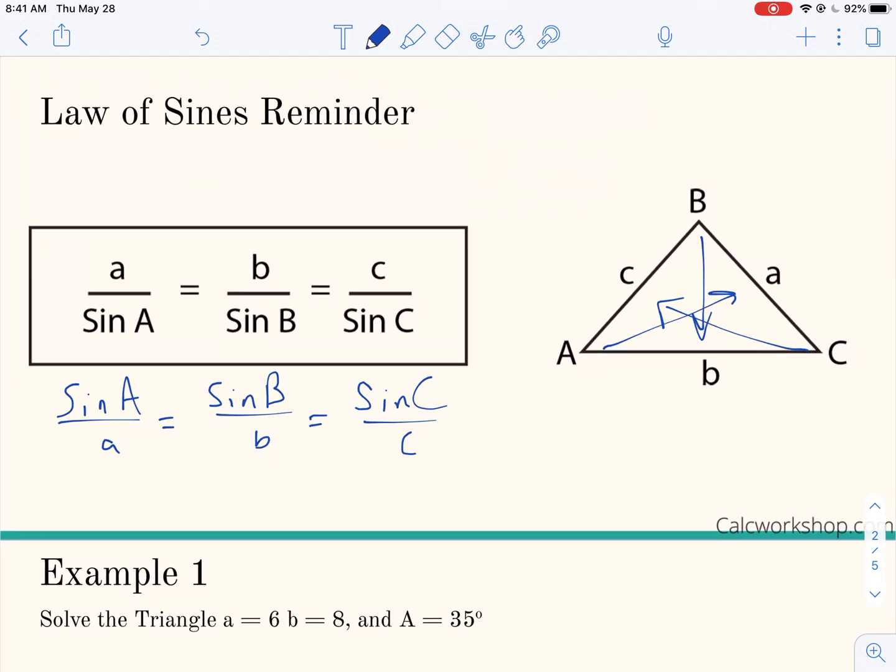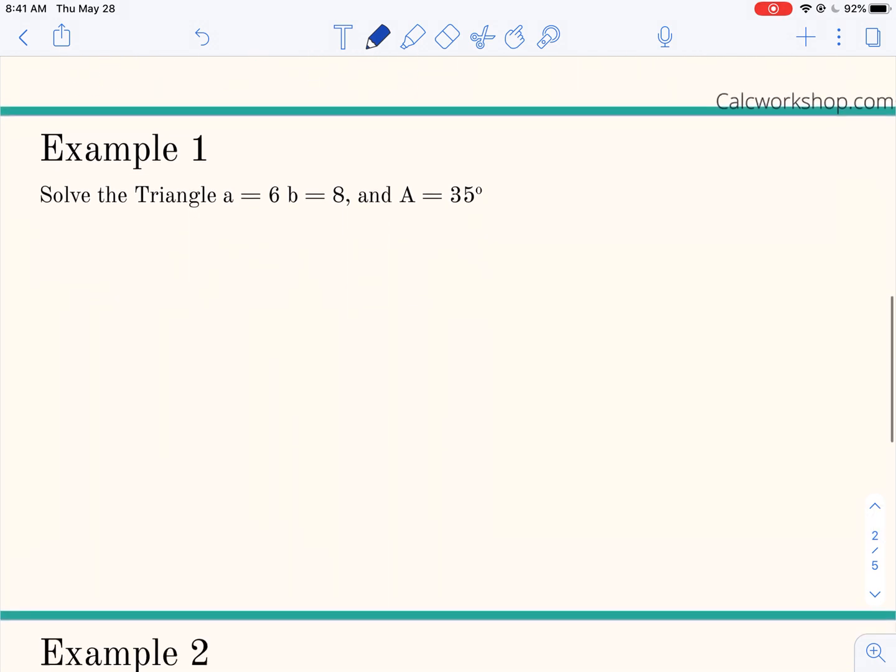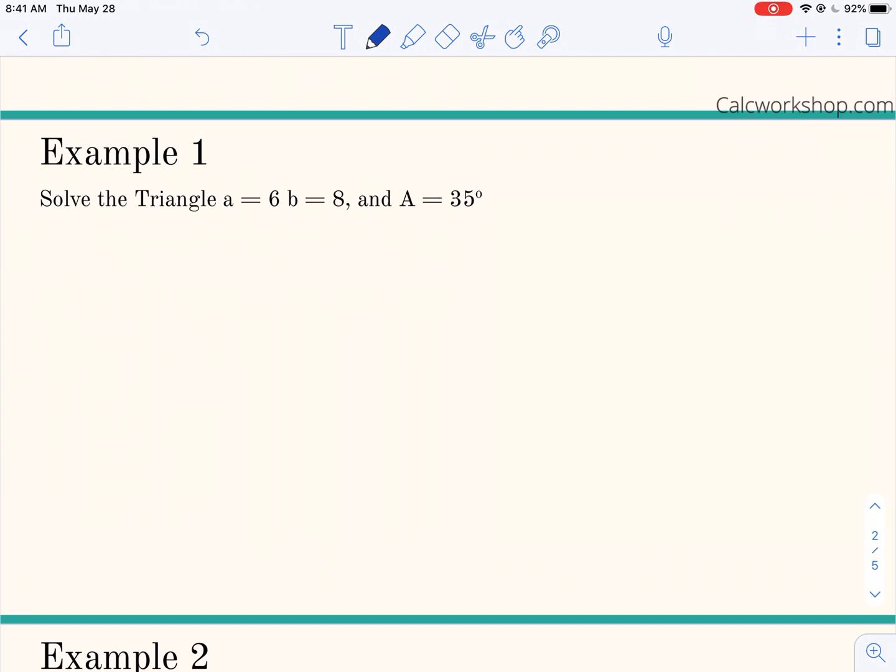And again, this is one equation that actually represents three equations. We can say sine of A over A is equal to sine of B over B. Sine of A over A is equal to sine C over C. And sine B over B is equal to sine C over C. We've already done one example on if you're given two sides and an angle. Now I'm going to jump back and do the last two types of triangles we can have.